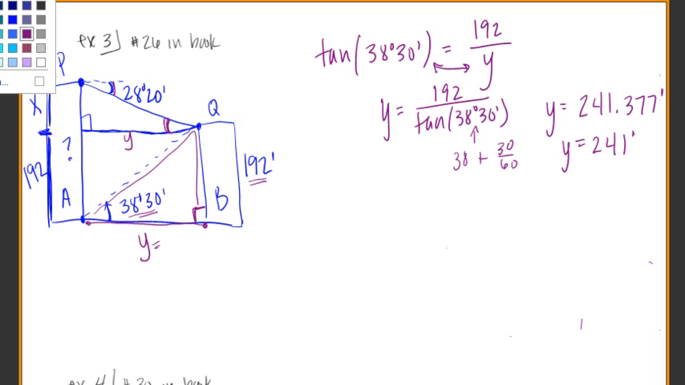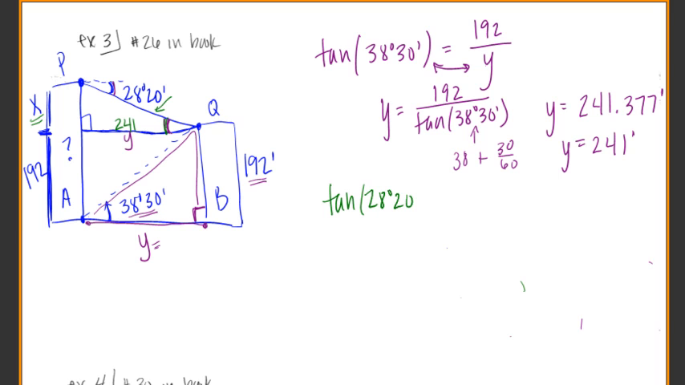Let's go in here and see if we can finish up the rest of this. So if that whole distance down along the bottom is 241, well, I know this angle right here, and I want to find x sitting over here. With respect to that angle, I don't need to know this hypotenuse whatsoever. So it looks like we're going to go with tangent again. The tangent of 28 degrees 20 minutes is going to be the side opposite it, which is x, over the side adjacent, which is y. I just found out what y was. So we can write this as tangent of 28 degrees 20 minutes is equal to x over 241.